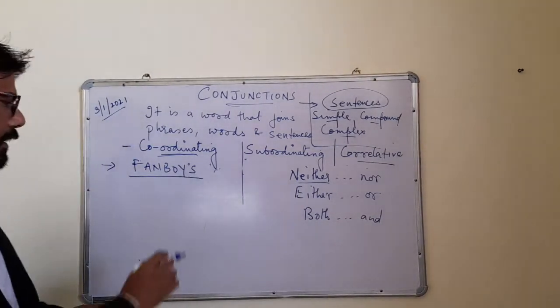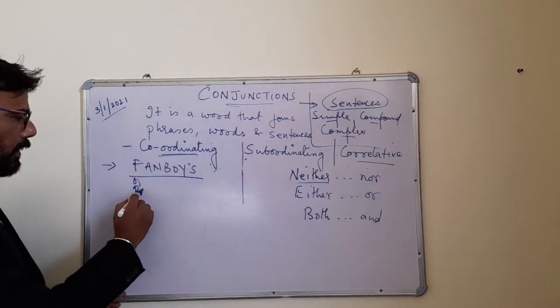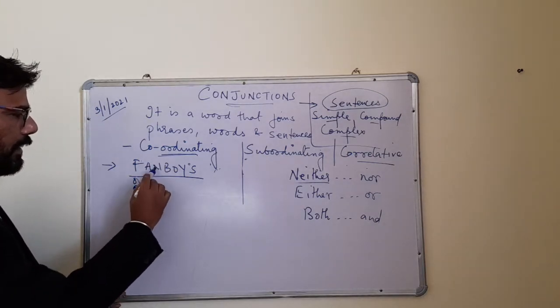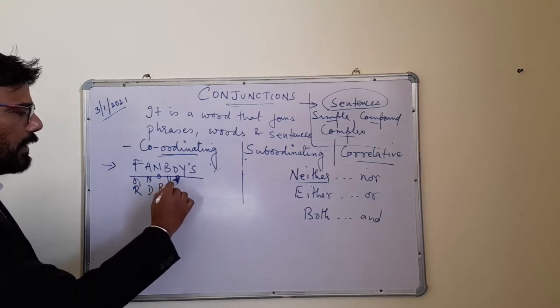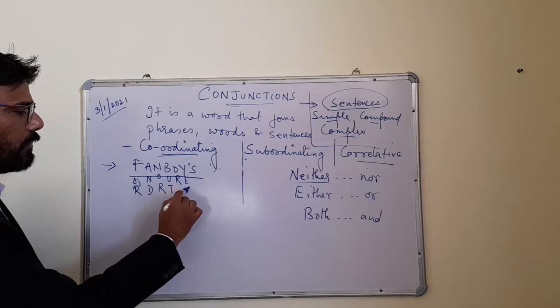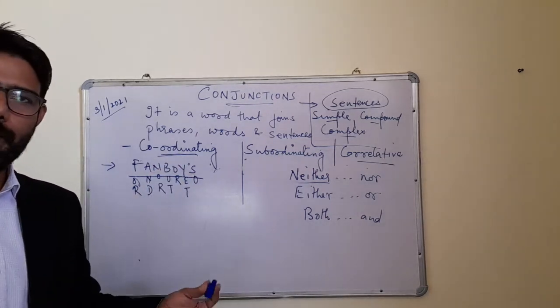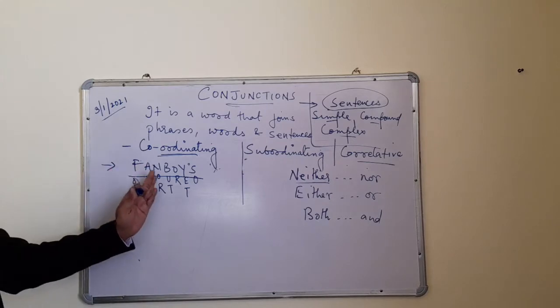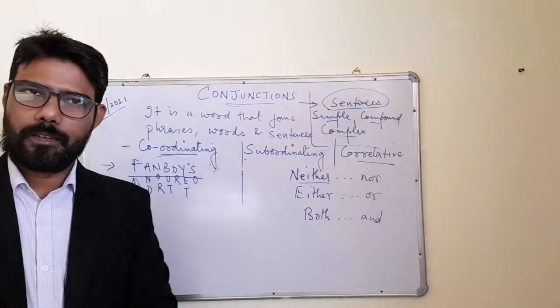Right? Now, here F stands for for, A stands for and, N stands for nor, B stands for but, O stands for or, Y stands for yet, and S stands for so. Clear? So for, and, nor, but, or, yet, so. These all come under coordinating conjunctions.